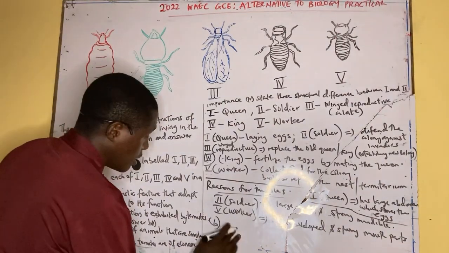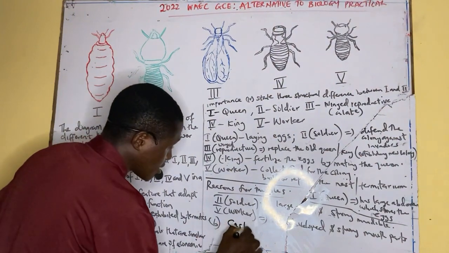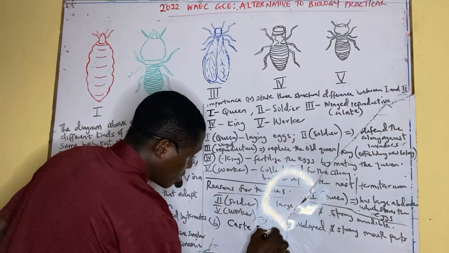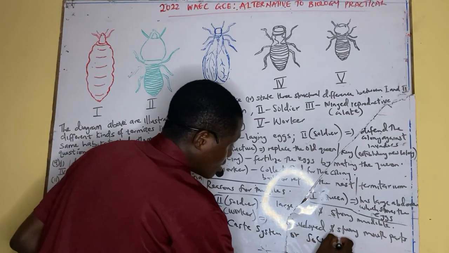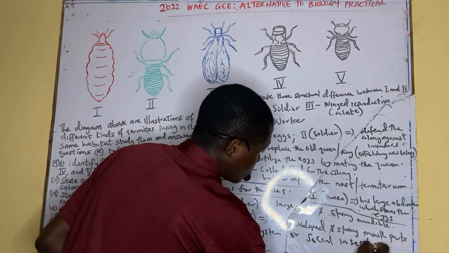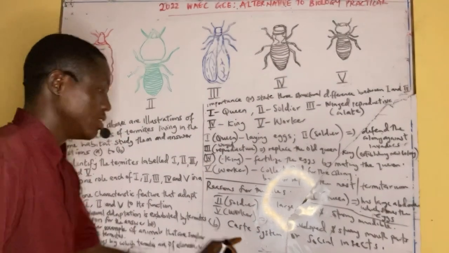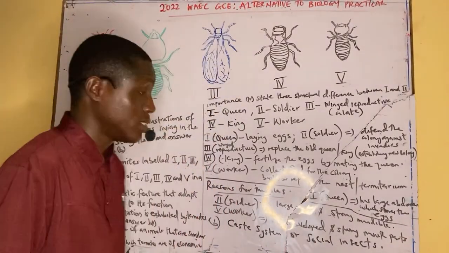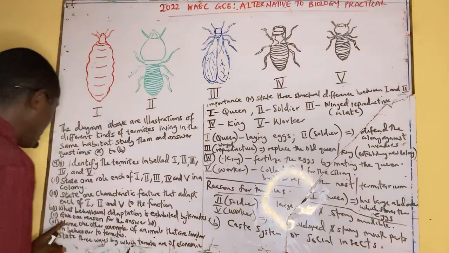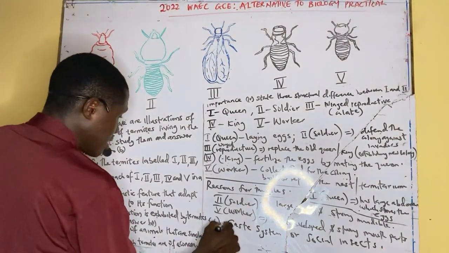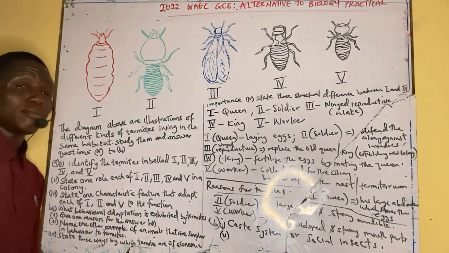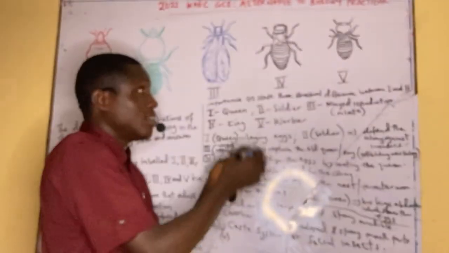So they have the behavior of the caste system, or you can call it the behavior of social insects. So that is their behavior. We call it a caste system or social insect. And I'll give one reason for your answer. The real reason is that each of these insects has a specific group, that is, they have a form of division of labor.